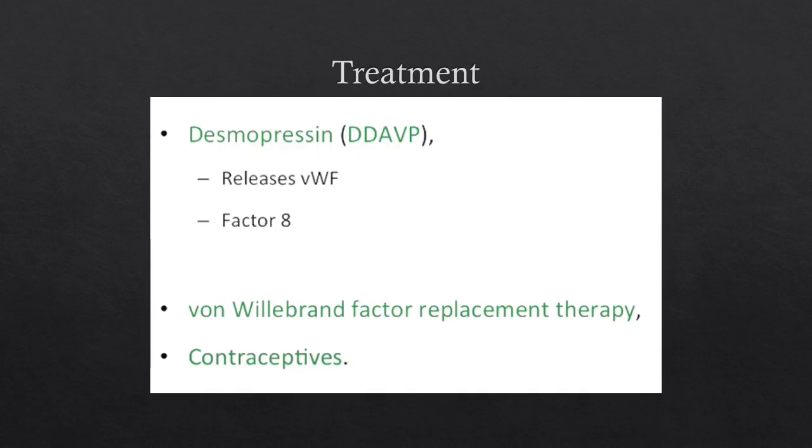Treatment is desmopressin, which is an analog of vasopressin, which releases von Willebrand factor and factor 8. Both of which are important for platelet adhesion and clot formation. You can replace von Willebrand factor if not. And contraceptives also help in increasing the amount of von Willebrand factor and factor 8. So birth control pills can be used for the treatment of von Willebrand disease.